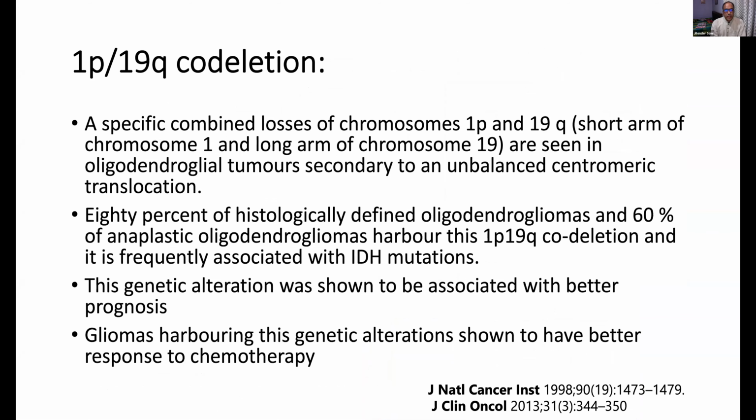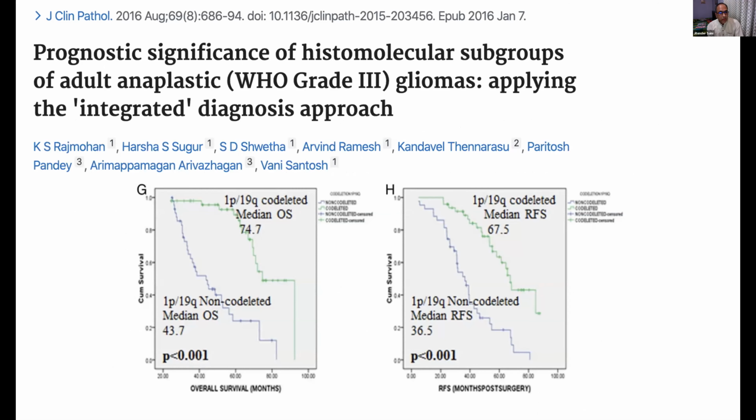This is a very specific combined loss of chromosomes 1p and 19q. And it is a characteristic of oligodendrogliomas, and tumors which harbor this particular co-deletion, this genetic alteration, have a much better prognosis compared to those which do not, because these patients, especially the grade 2 oligodendrogliomas, have a survival of more than 10 years. And look at this survival analysis, where we can clearly see that 1p19q co-deleted tumors have a much longer survival as compared to those which do not have it.